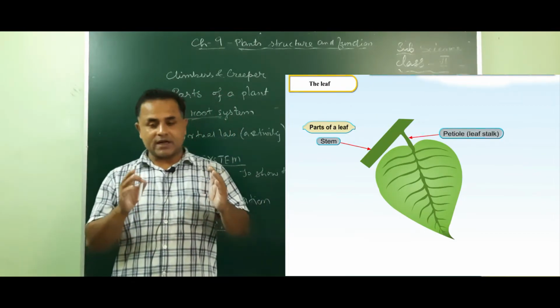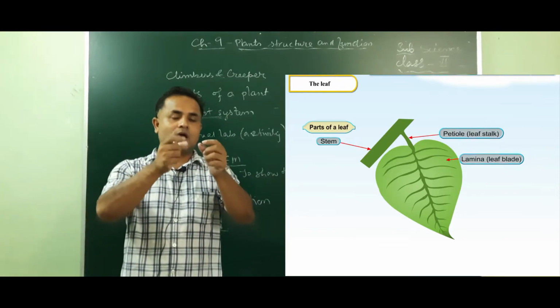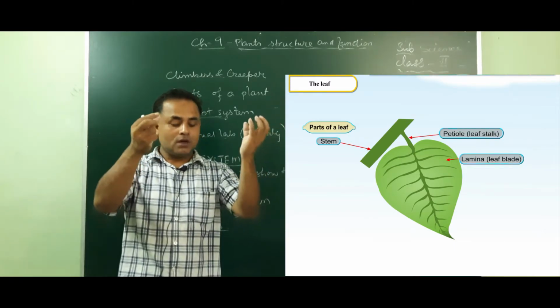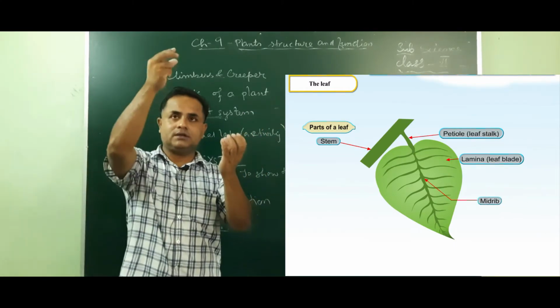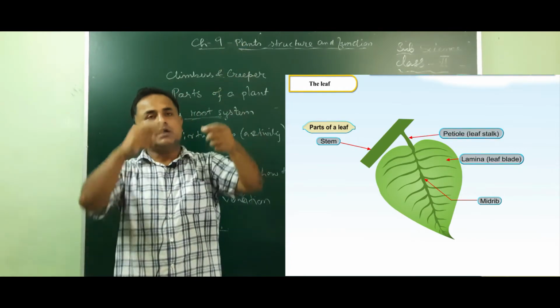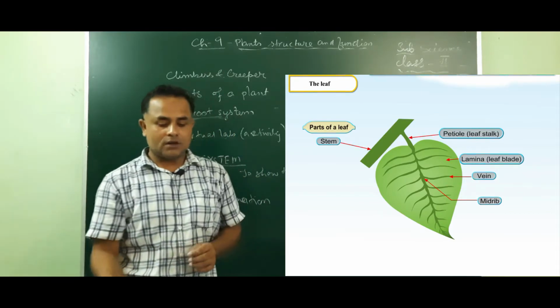The part of the stem between the two nodes is called internode. That means one leaf grows on this side of the stem, another leaf grows on this side, a little bit above or below. The distance between the two leaves is called internode.